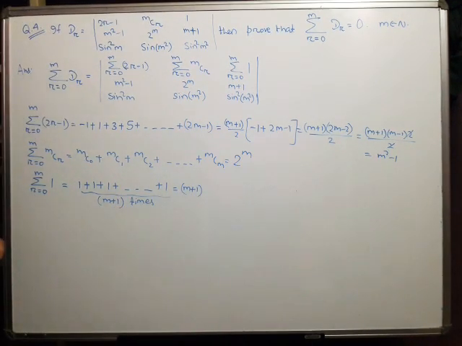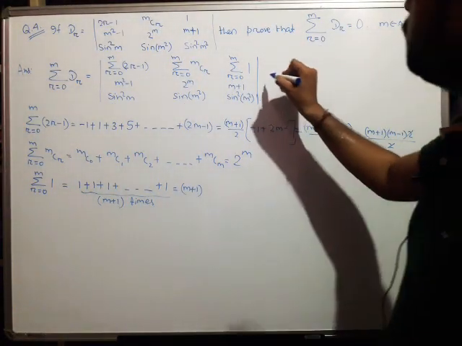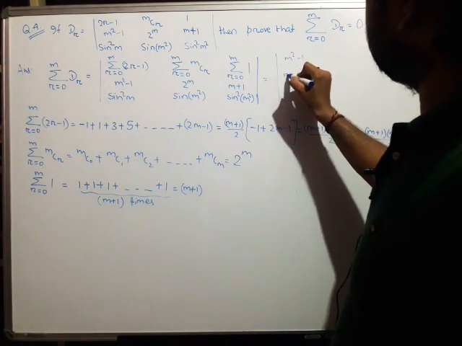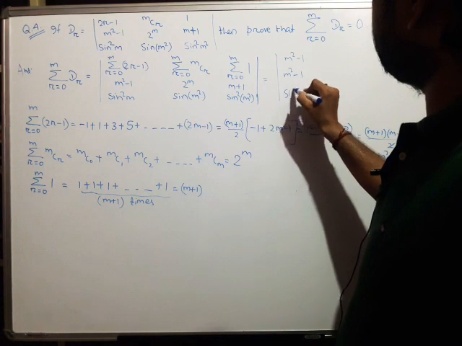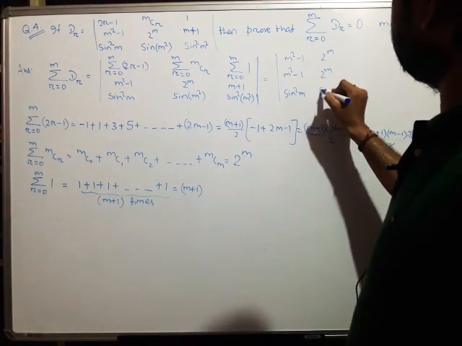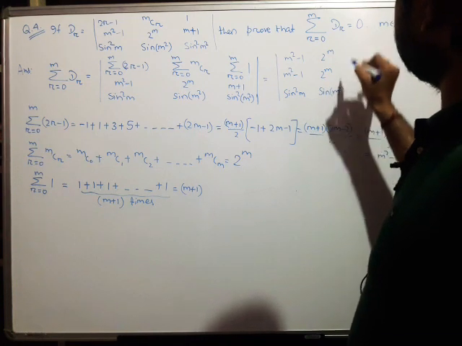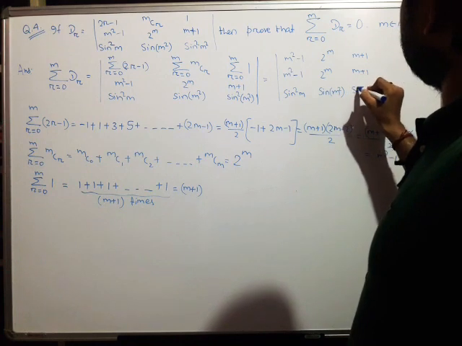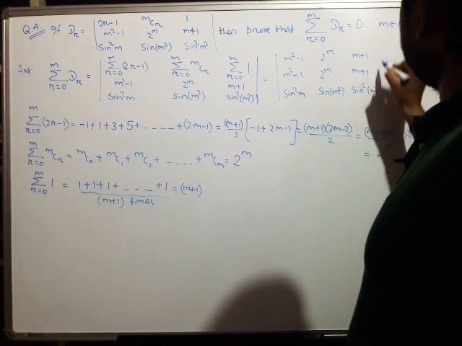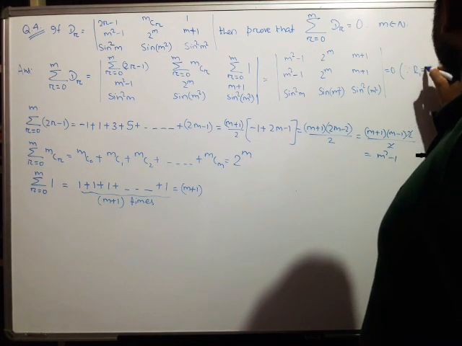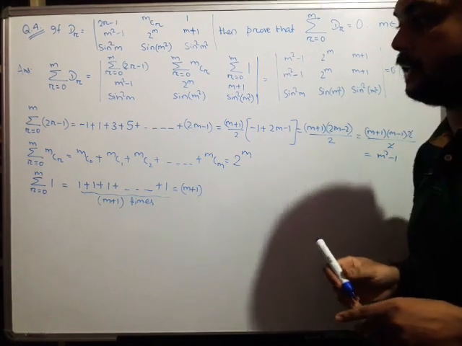So now we have found the sum of these three series. Now we will put these values in the determinant. The first row will be m square minus 1, the second one will be 2 to the power m, and the last one will be m plus 1, and this will be equal to 0 because row 1 and row 2, these two, are identical.